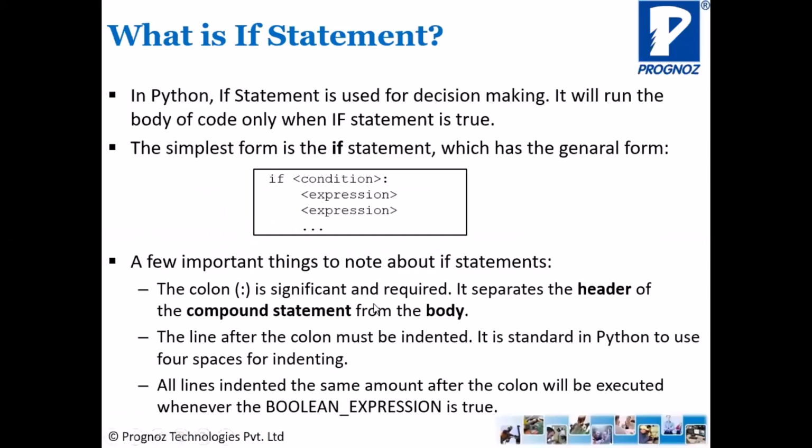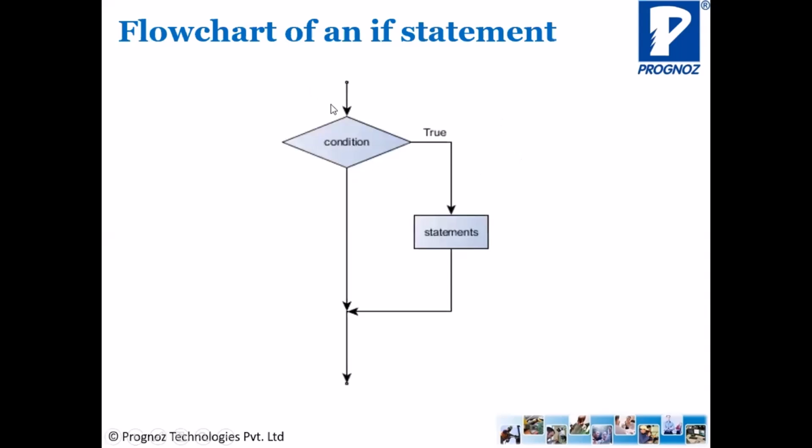The colon is significant and it is required. It separates the header of the compound statement from the body, and the line after the colon must be indented. It is standard in Python to use 4 spaces for indenting. All the lines indented the same amount after the colon will be executed whenever the Boolean expression is true. If you look at the flowchart diagram, whenever we run the program, first of all it will check the condition. If the condition is true, the statement will be executed. If the condition is false, nothing will happen in the program.